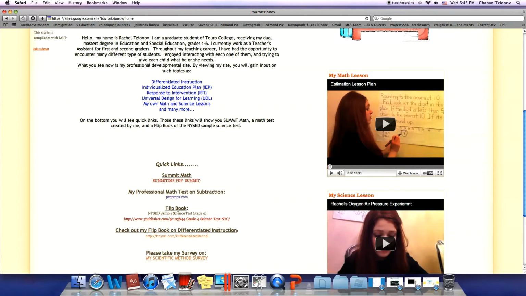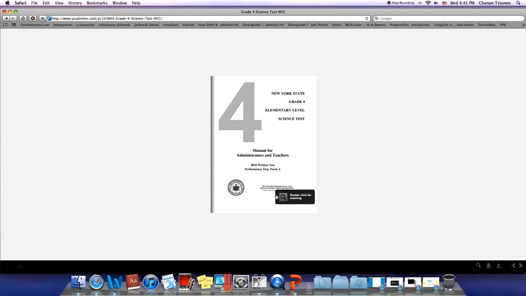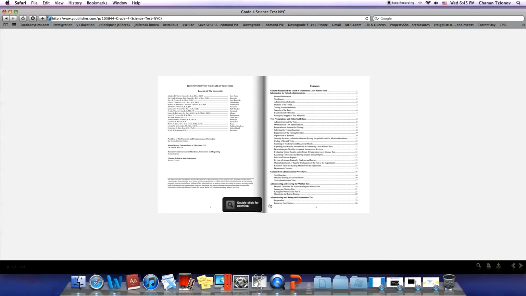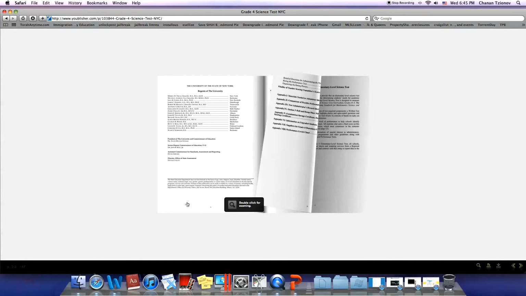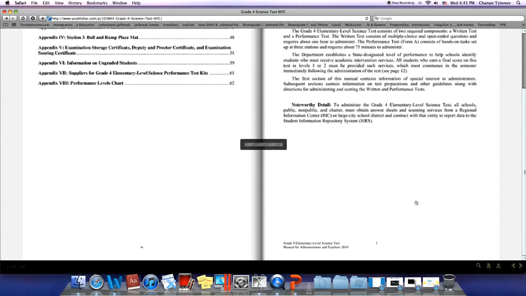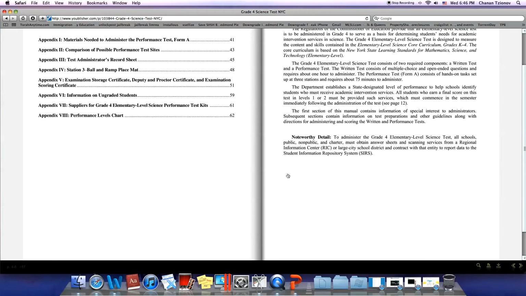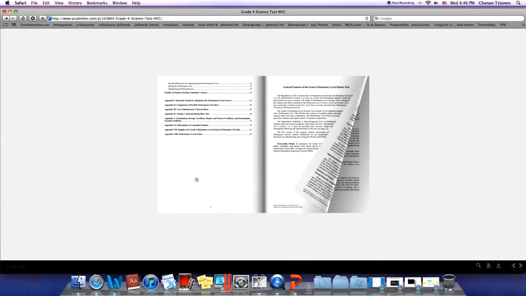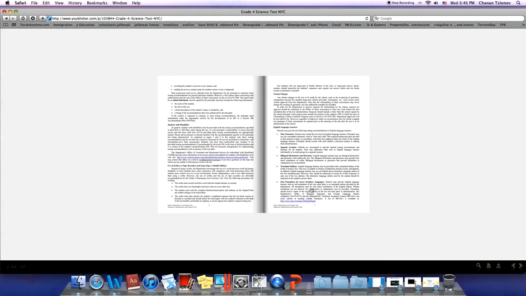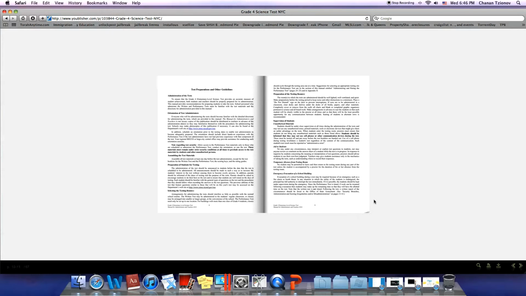The next quick link is a flip book of the NYSED Sample Science Test, Grade 4. The great thing about Ublisher is the fact that every child can see it. It looks like the real book. It zooms in so that every child can see it, and it's very clear. You could zoom out again, and you could keep flipping the pages. It's very neat, it's very orderly and organized.